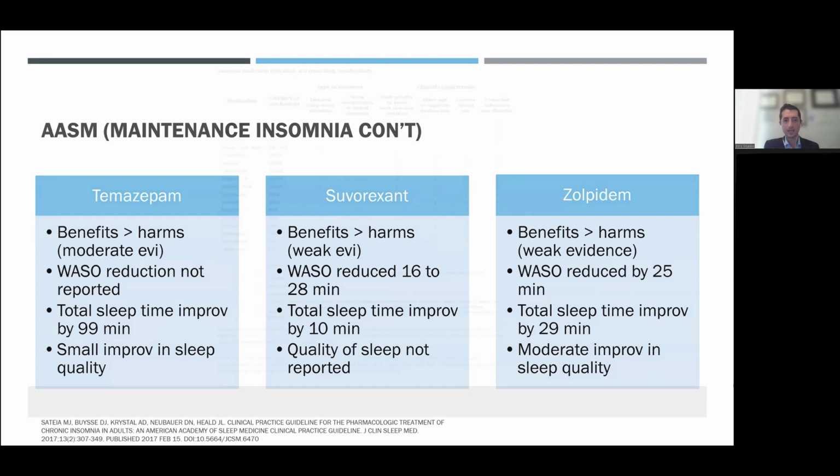On this list, even though this is the most up-to-date list, the AGS still does not list the newer DORAs, which are Dayvigo or Quviviq, which have been around already for 2 to 6 years.